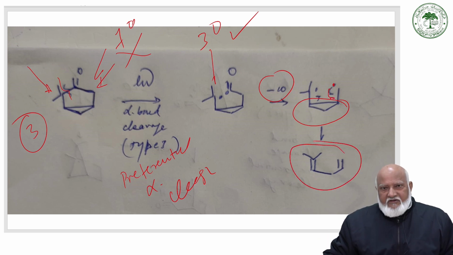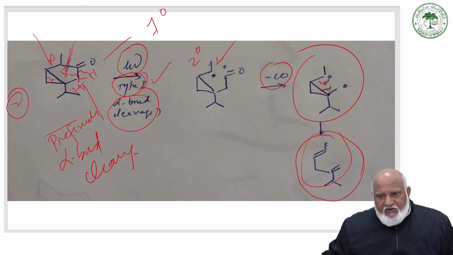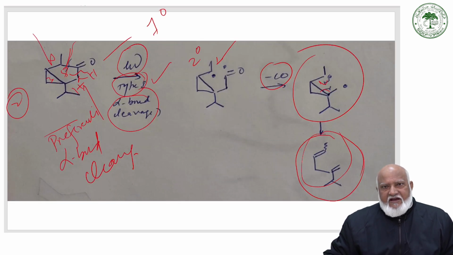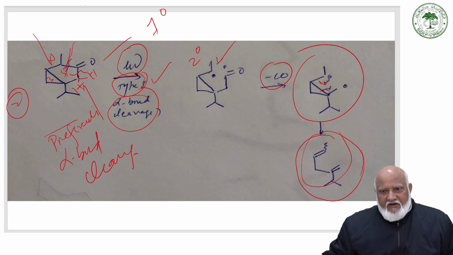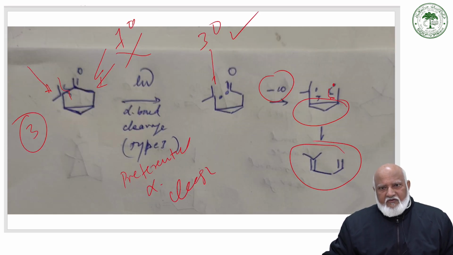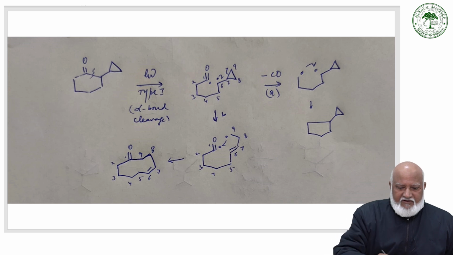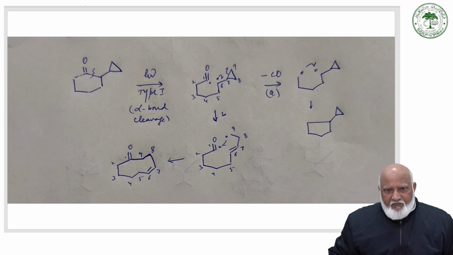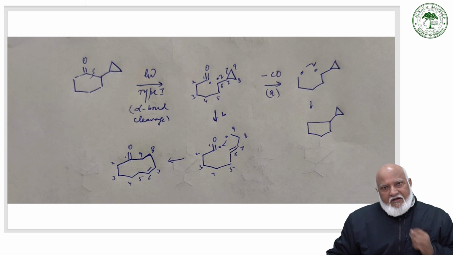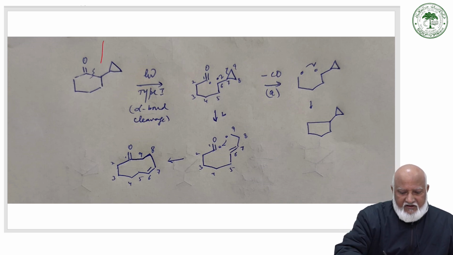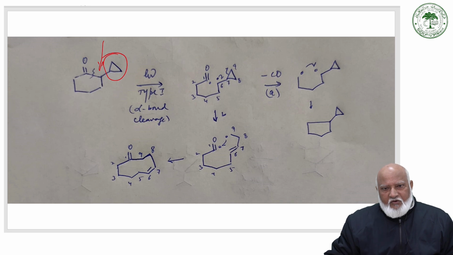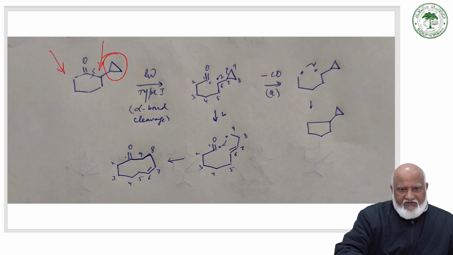And of course, another example is very similar to this, just to see that whenever there is a cyclopropane ring adjacent to the carbon-centered radical, it opens up to release the ring strain and to get the diene as one of the major products in this type of reaction. Going further to the next example, you see here again this is a cyclohexanone, and one of the alpha carbons is substituted by a cyclopropyl group. Another alpha carbon is unsubstituted.